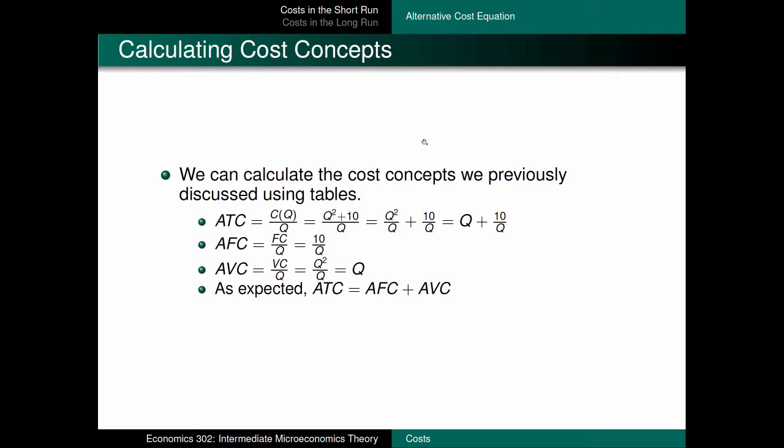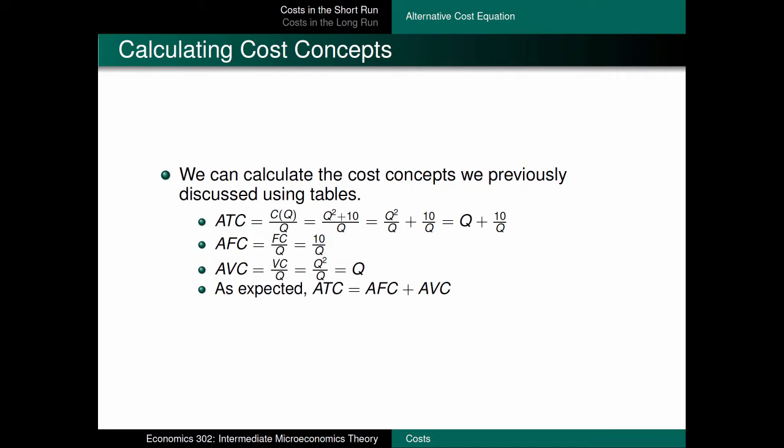Recall from the previous class that average total cost equals average fixed cost plus average variable cost. As such, ATC equals AFC plus AVC. We can calculate these cost concepts using our alternative cost equation using the same definitions discussed in the previous class. Average total cost is defined as total cost divided by quantity. Since our total cost function is Q squared plus 10, then average total cost is Q squared divided by Q plus 10 divided by Q, which is equal to Q plus 10 over Q.